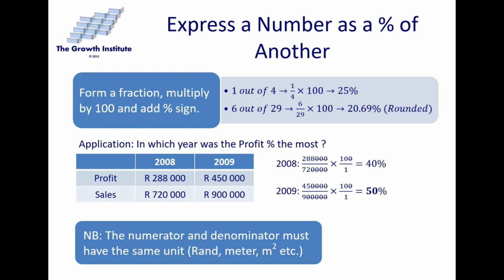But here is the important thing, the most important thing by far. The numerator and the denominator must have the same unit. You cannot express a number as a percentage of another number if their units are not the same. So if the units are not the same, you turn them into the same unit first. Okay.